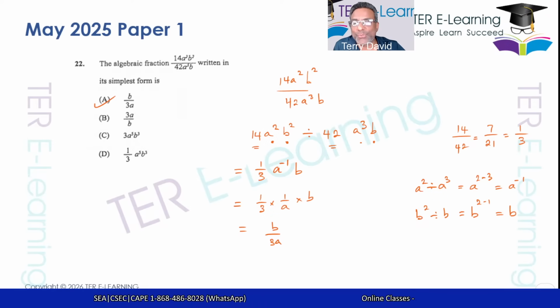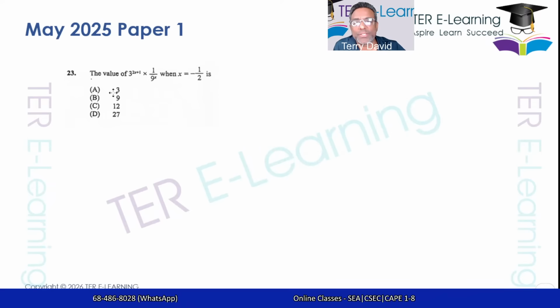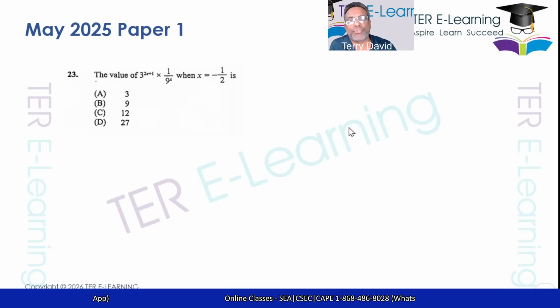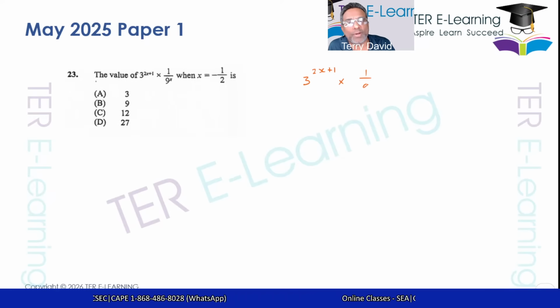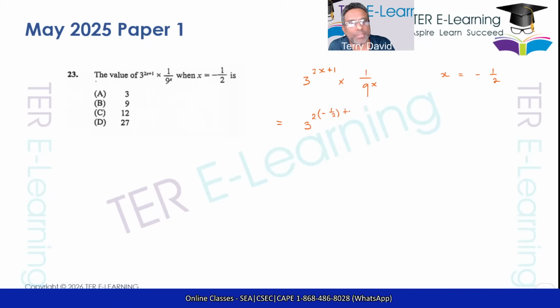All right, so that's 22. Let's see what this next one is here. We have 3 to the power 2x plus 1 multiplied by 1 over 9 to the power x. We want to work this out, but it's telling us that x is minus a half. So this will be 3 to the power 2. Now x is minus a half, so let's plug in the minus a half here. Plus 1 multiplied by 1 over 9 to the power minus a half.